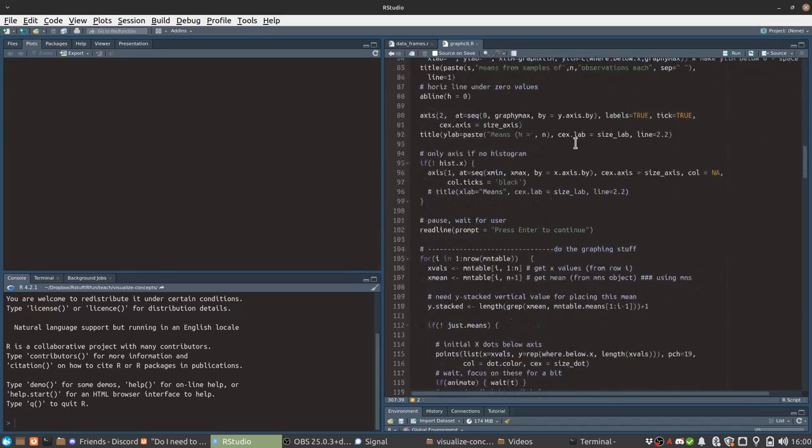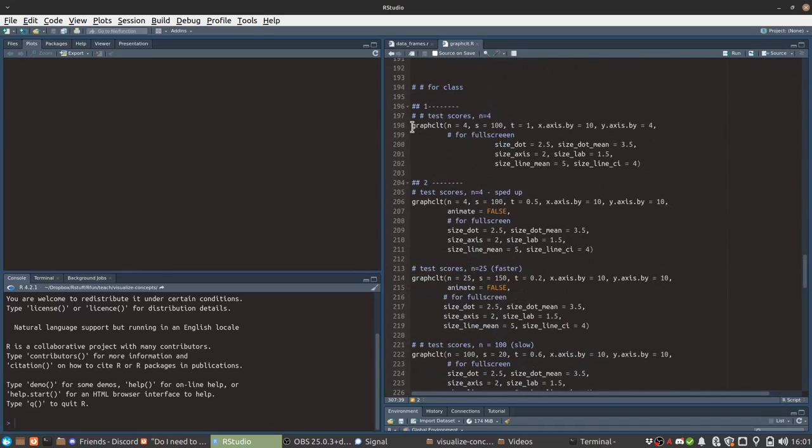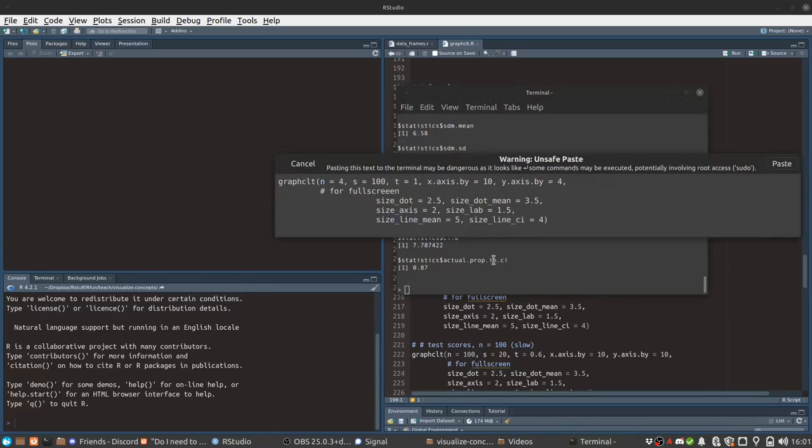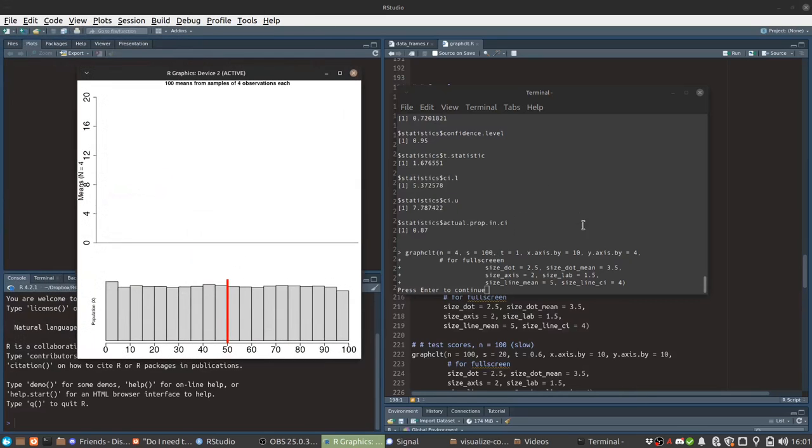So let's start here. I've got this little programming thing that I wrote in R. I'm pretty proud of this one. It's pretty cool. So let's try. Okay, let's start small. Come on down here, you.